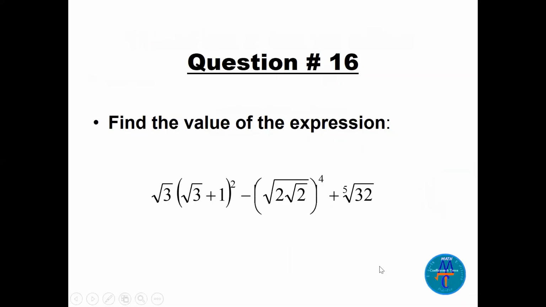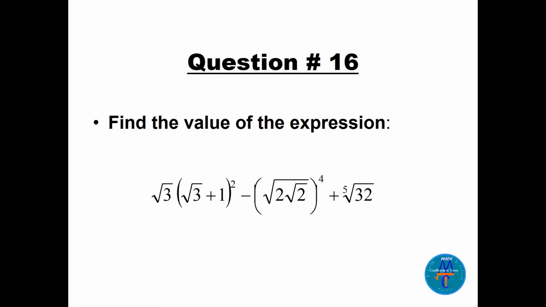And the last question in this review, find the value of this expression. Square root of 3, this one squared, minus this one power 4, plus 5th root of 32. It's not that difficult. It's like a gift at the end of the day. So this is 16 review questions. You have another video, 15 review questions. Only these 31 questions for the lectures, algebra course lectures, from 1 to 12. Later, when you see the other lectures, you can see other review questions.